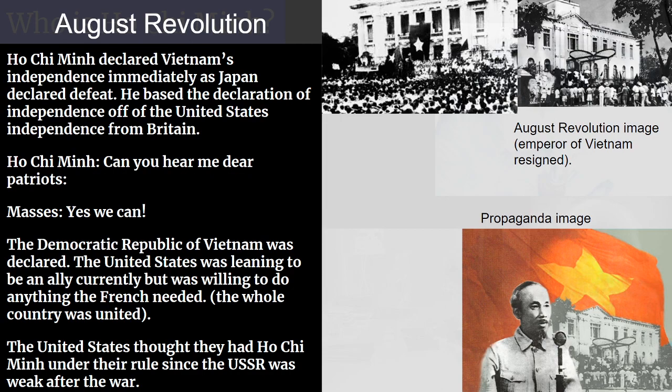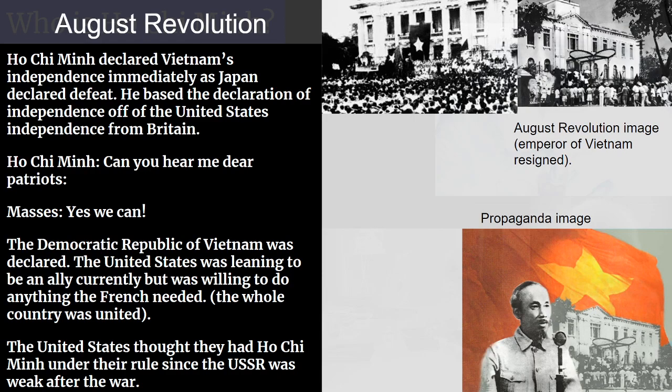So let's look at the August Revolution. This was now we're in like the actual 1945 stuff and onward. So we're now out of that pre-stage, like even pre-Viet Minh stage. Now let's look at this. So after the Japanese left, he declared Vietnam's independence, and he actually based it off the United States Declaration of Independence from Britain.